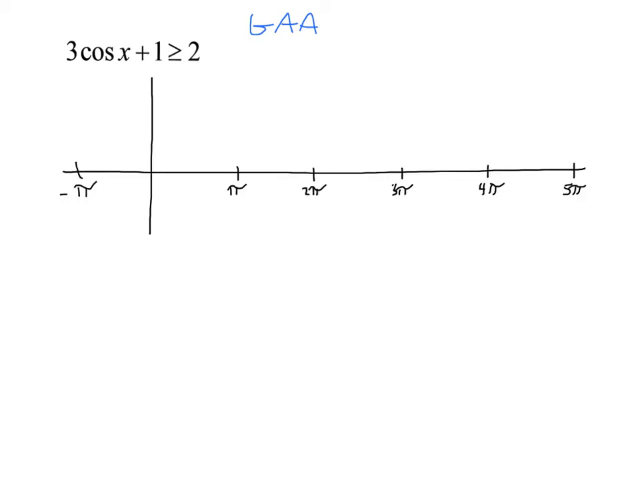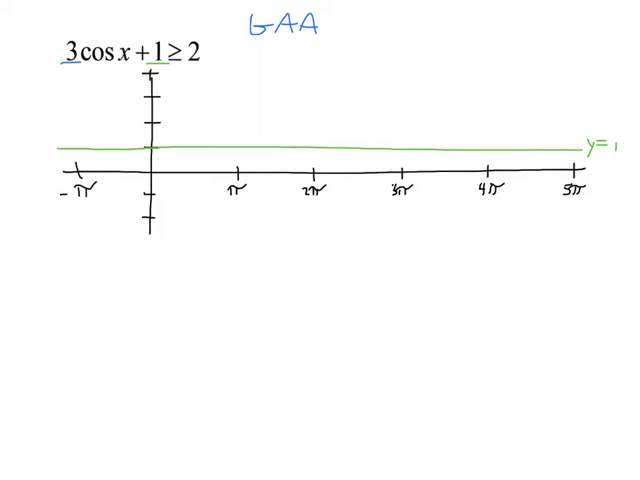The b-value is 1, so the period is 2 pi. So I'll do a cycle in 2 pi, and I want to see a couple of those cycles. So there's my x-axis. Now let's put in the midline, and establish the amplitude.